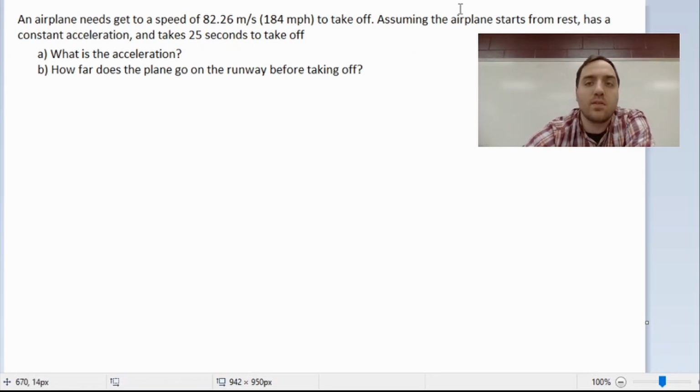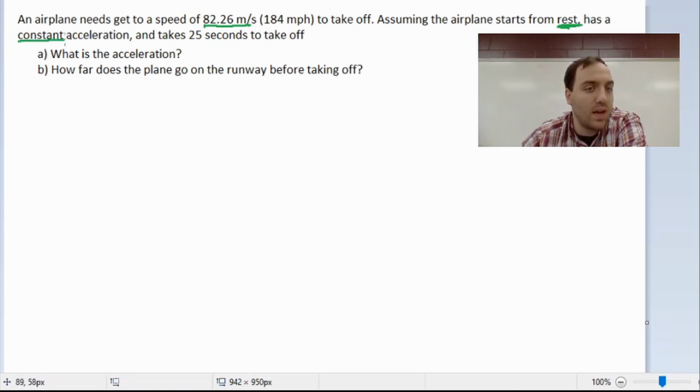So the first thing I like doing with a problem like this is going through and highlighting some of the key numbers or pointing out some key facts. It says a speed of 82.26. It says it starts from rest, which is always a keyword we want to pay attention to. Constant acceleration isn't so much a phrase that we care about, but it tells you that there's no curve. We can actually use our kinematic understanding, AKA, there's going to be a straight line acceleration, and it takes 25 seconds to take off.